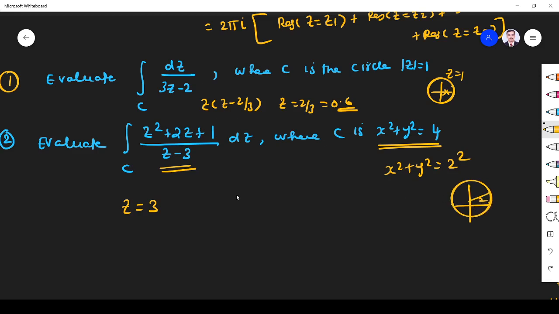Plus 2 here, minus 2. But the pole is at 3. We have one pole at 3. That means the point lies outside the circle. So we cannot apply it. The answer is 0. Directly you can write. No need to check.